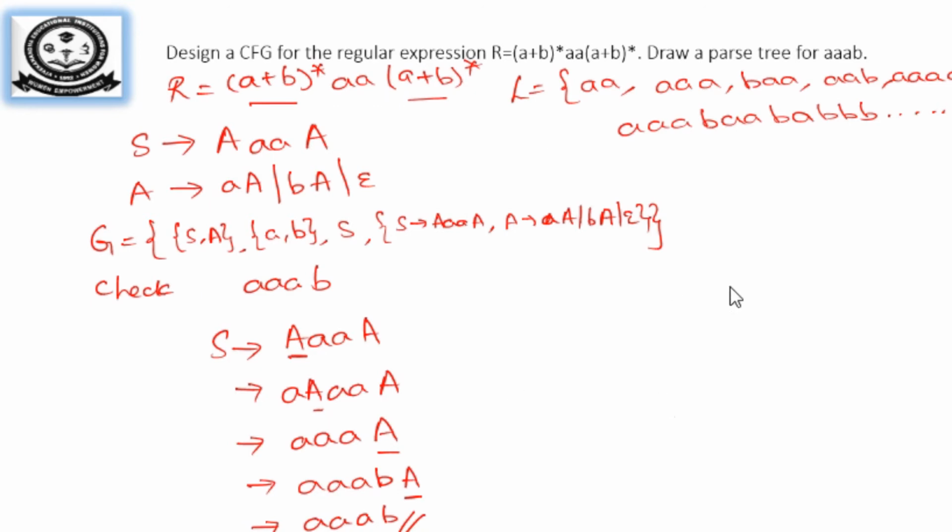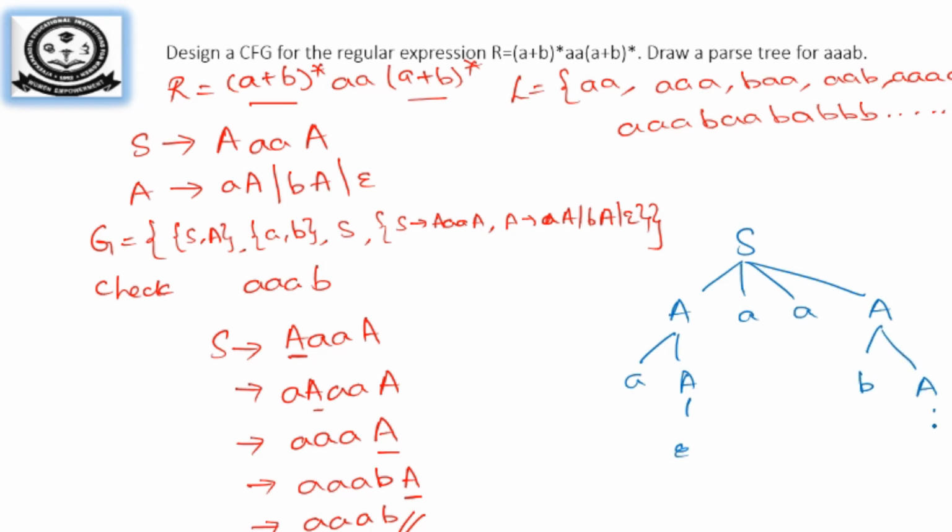So you construct the parse tree. We start from S. S is giving a, then capital A. This A is again given as a and capital A, and so on, and the last A becomes epsilon. Now one A will become b and A, and this A will become epsilon. If you traverse only the leaf nodes, you can see a, a, a, then b. So the string is accepted. So this is the parse tree for the given regular expression.